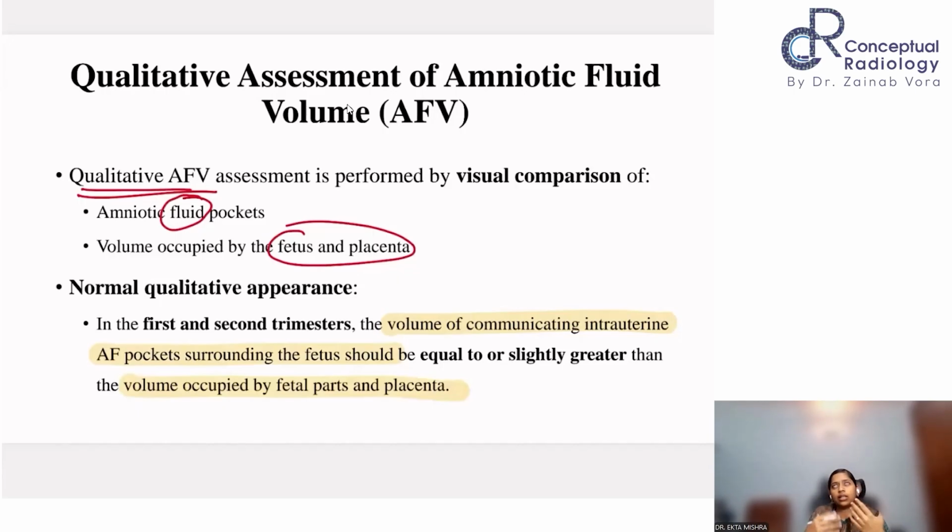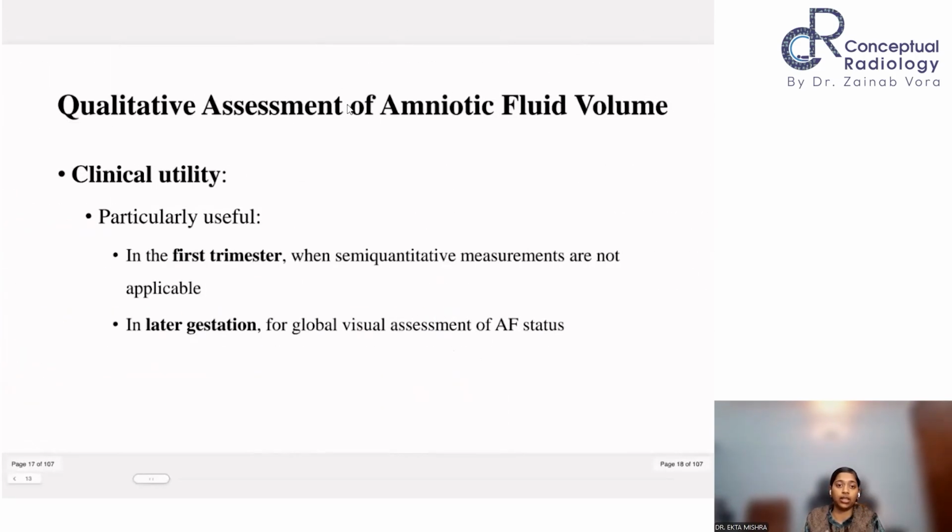You can understand it as if, in the first trimester while you're doing the NT-NB scan or the early second trimester, another baby can fit into that cavity, qualitatively this amniotic fluid is adequate. Okay. So the volume occupied by the fetus and placenta should be almost equal to the volume being occupied by the amniotic fluid. That is the qualitative assessment.